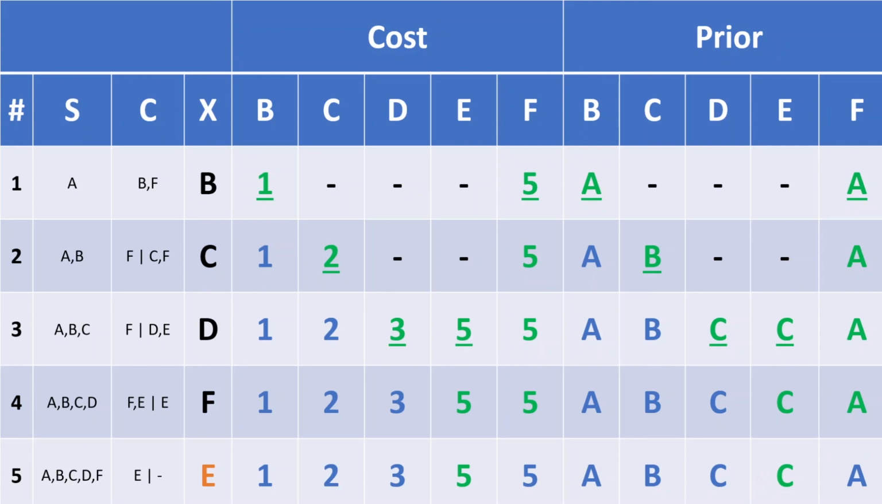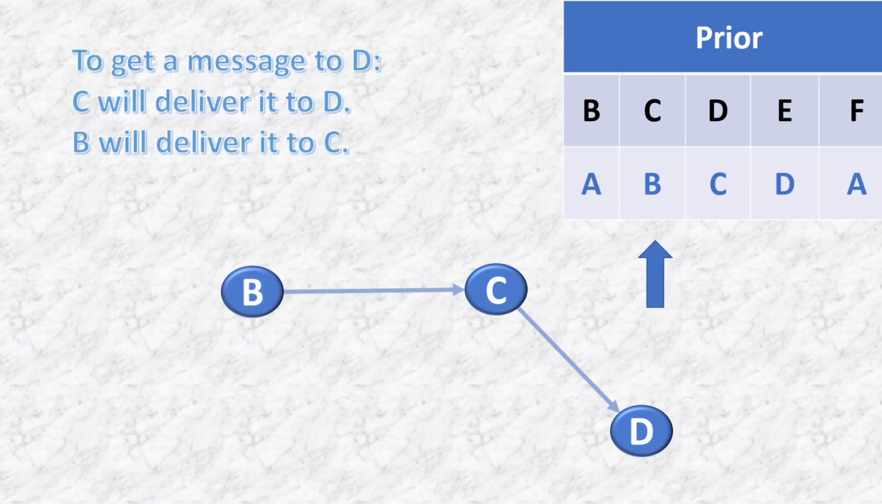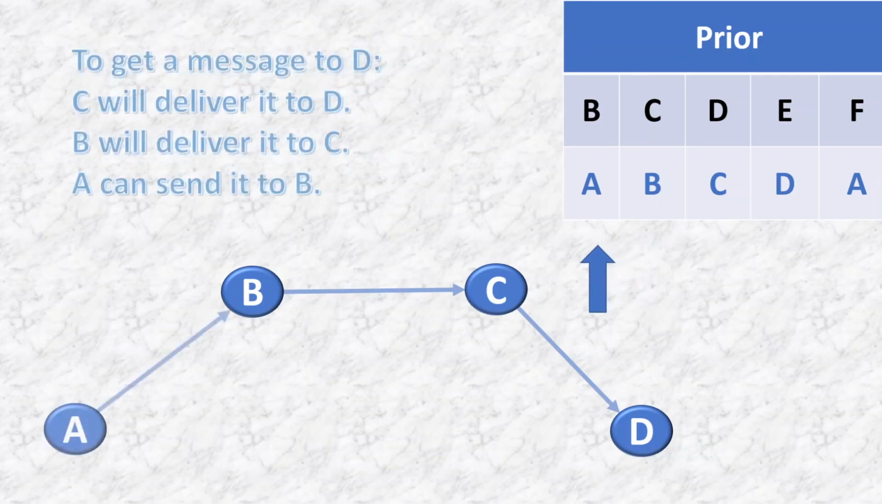In order to read this graph, we may ask the question, how do we, let's say, get to D? So what we do is we look up in the table who will deliver it to us if we want to go to D, and C will deliver it to us. Then the next question is, how do we get to C? And the answer is that B will deliver to C. And then the question is, how do we get to B? And according to the table, A will deliver to B.